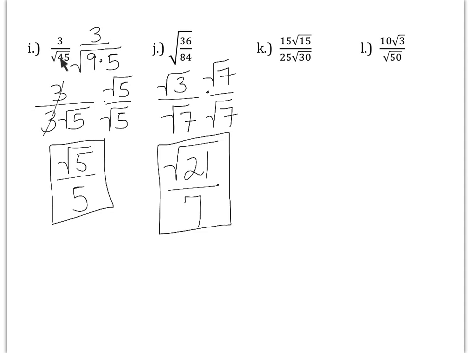So maybe if you started by multiplying the top and the bottom by the square root of 45 and you didn't get this, keep looking at your work and see if maybe you didn't fully simplify something.